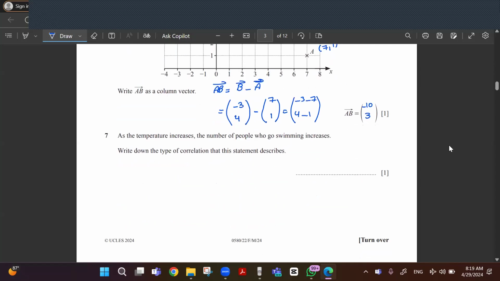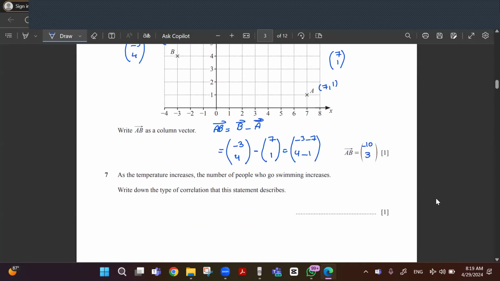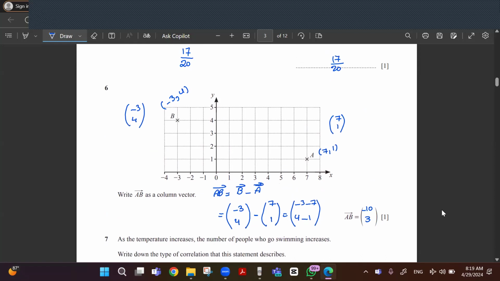Can't you just count like 1, 2, 3 to the left? Yes, I can count like this. I can count first left or right, then up or down. Okay, so I count from where to where? From A to B. So if I count like this, 1, 2, 3, 4, 5, 6, 7, 8, 9, 10. So negative 10. Then 1, 2, 3. So 3. The same answer. You can do it like this and you can do it like this.